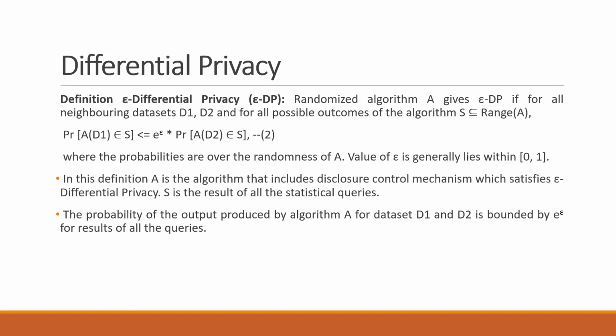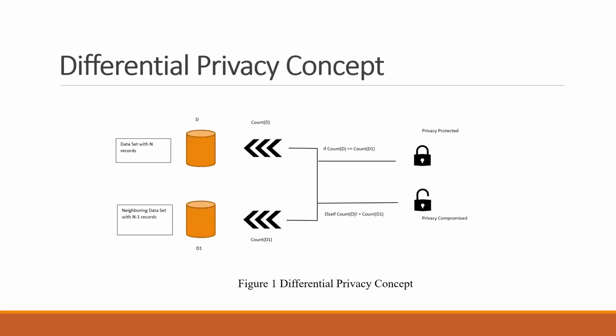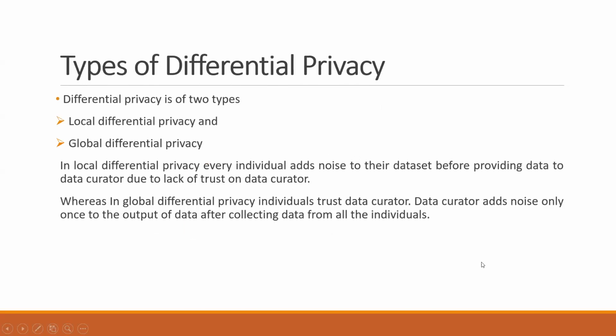We can provide secure privacy to that record if we get the same result. The value of epsilon lies between 0 and 1. This is the concept of differential privacy. We have two data sets, D and D1. In D we have n records, and in D1 we have n-1 records. If we fetch the query of count and get the same result, then the privacy is protected. Otherwise, the privacy is compromised.